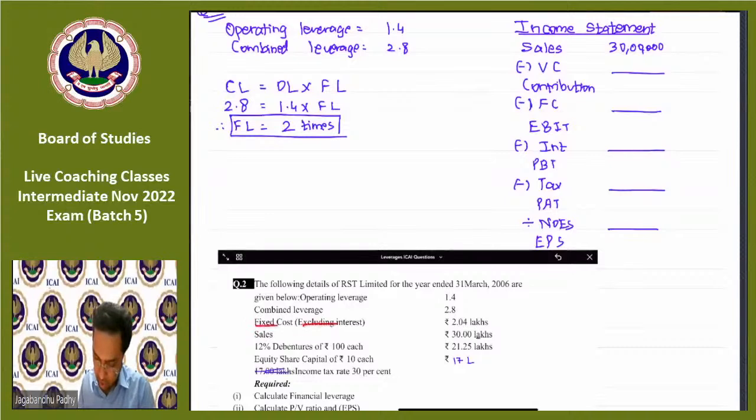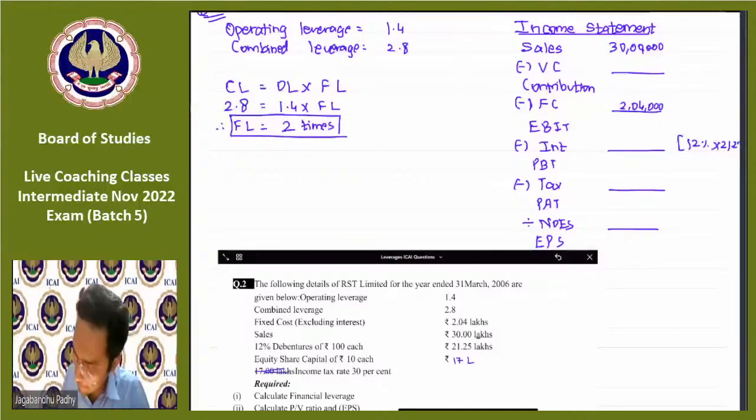We just have a fixed cost figure available, which is excluding interest, of 2.04 lakhs. So let's write down the fixed cost figure, 2 lakh 4,000. Then we need to have the interest component. Our interest can also be obtained simply as 12% of 21.25 lakhs. Right. So interest is 12% into 21.25.